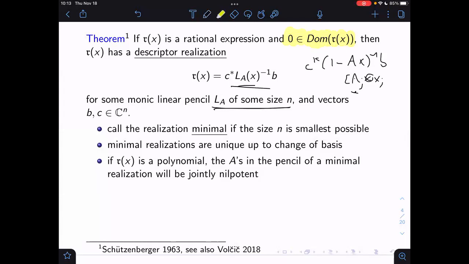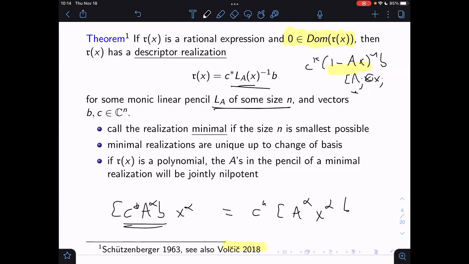And then there's an important result of Volcic, which is much more recent, that the minimal realization is somehow the correct one, because I talked about equivalence classes and overlapping domains and all that. But the point is that the minimal realization has the maximal domain of any rational expression that it represents. So the minimal realization is somehow the right one to use. And maybe one more comment. Polynomials themselves, of course, are rational expressions. They just don't have any inverses in them. If you're representing a polynomial, well, near the origin this linear pencil can be expanded in a geometric series. And so I can write this as C star, the sum of A to the alpha, X to the alpha, B. Or if I want, I can bring the coefficients inside. This looks like the computations we were doing with the kernels.